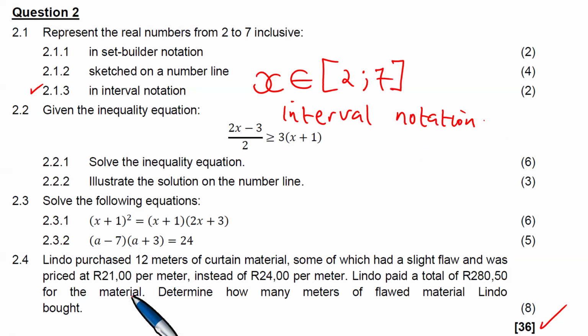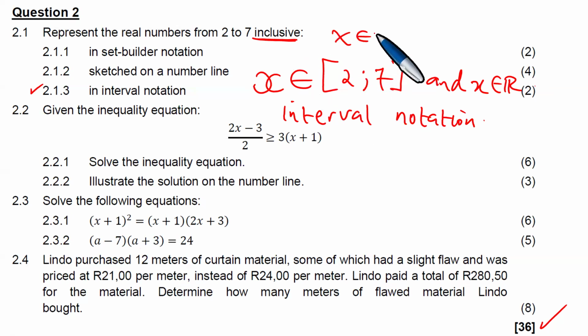So the X is outside the interval. One way you can say it: X is an element of this interval, and X is an element of the real numbers. So X is an element of the closed interval, because the fact that it's inclusive means the brackets are square. You can also write it like this.